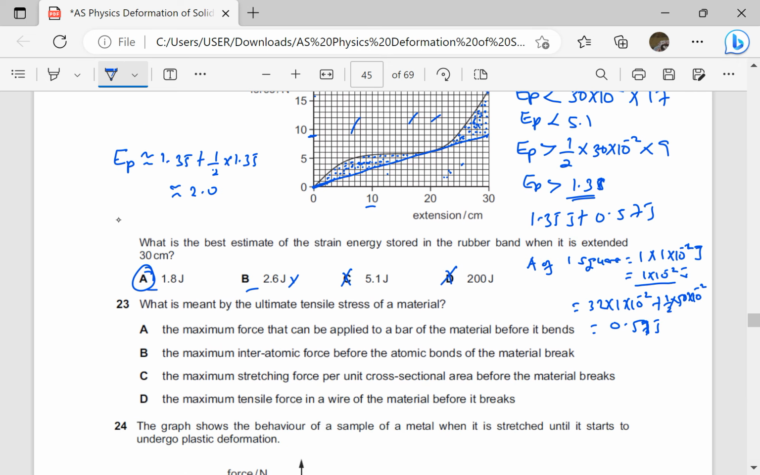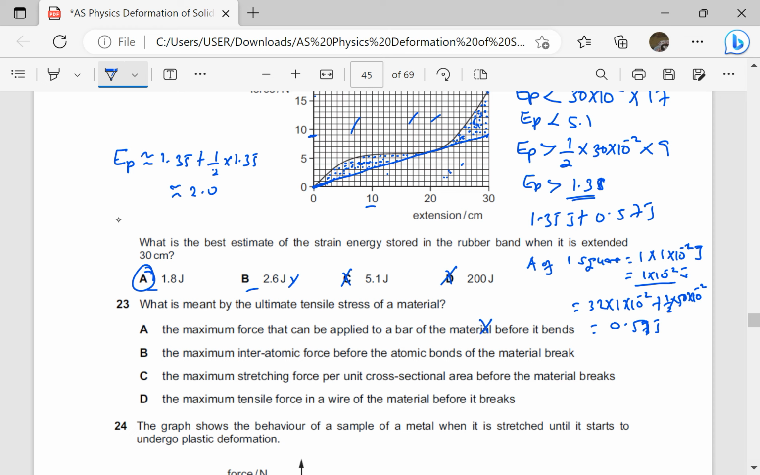What is meant by ultimate tensile stress? I think we have already seen this. The maximum stress a material can withstand before it breaks. Let's see the options which are available. The maximum force that can be applied to a bar of the material before it bends.